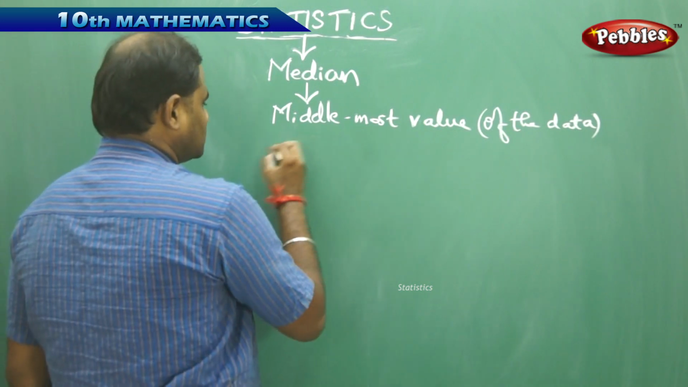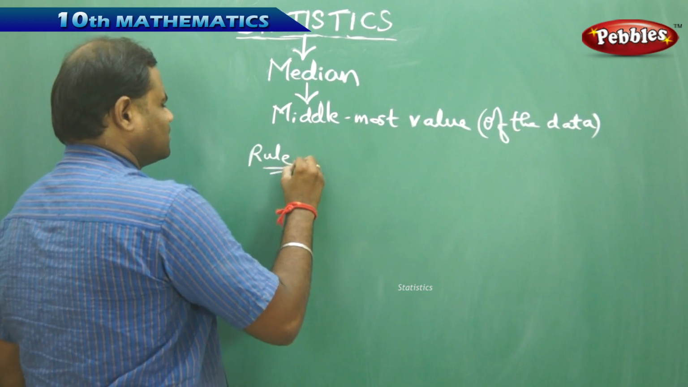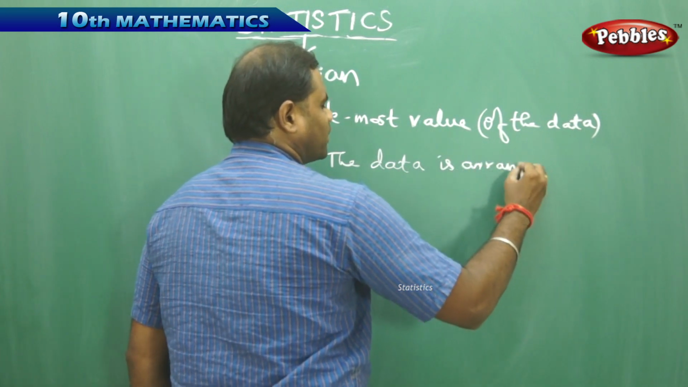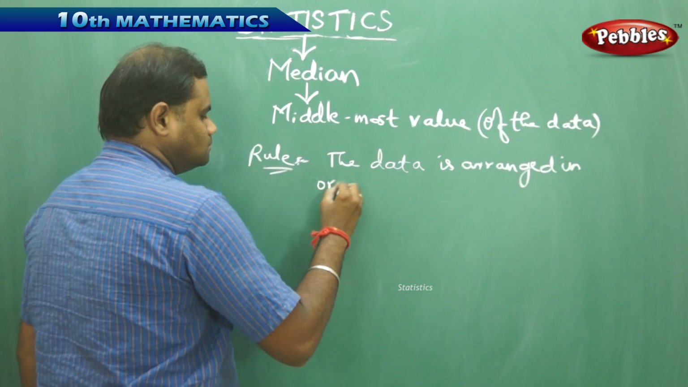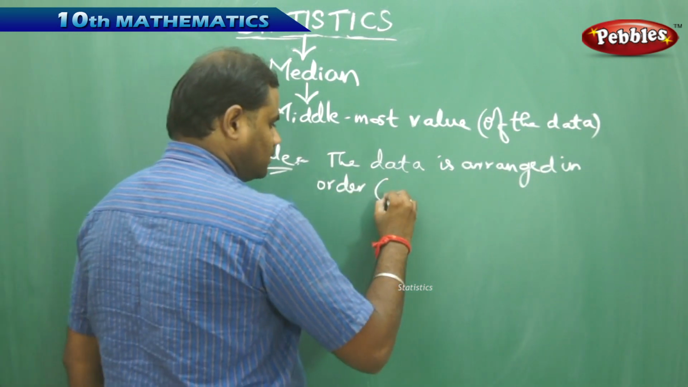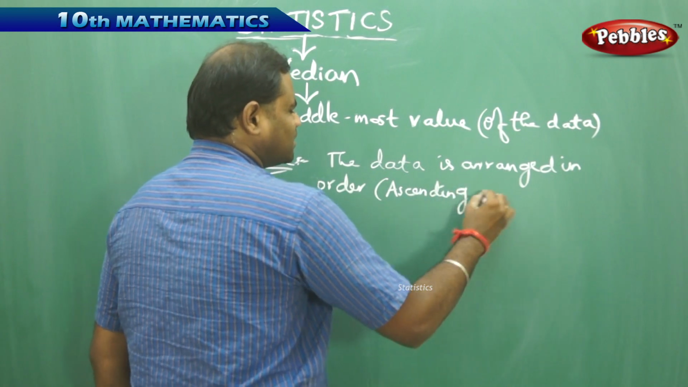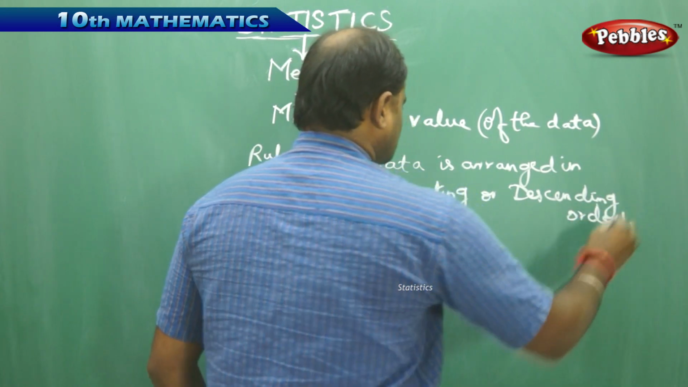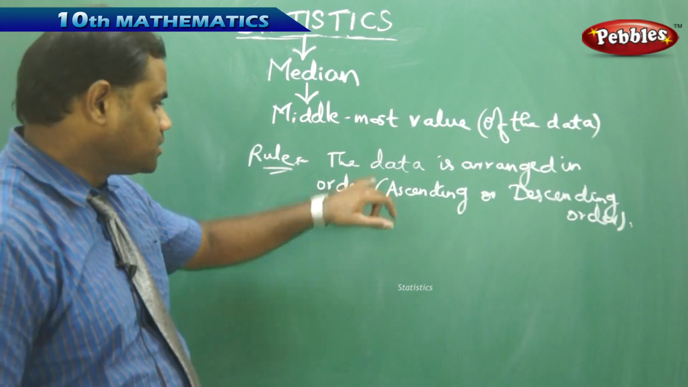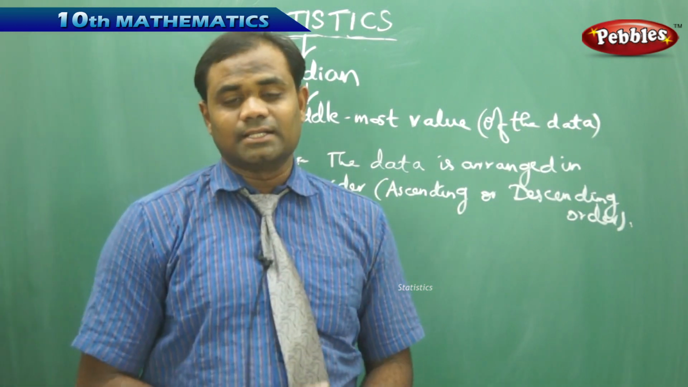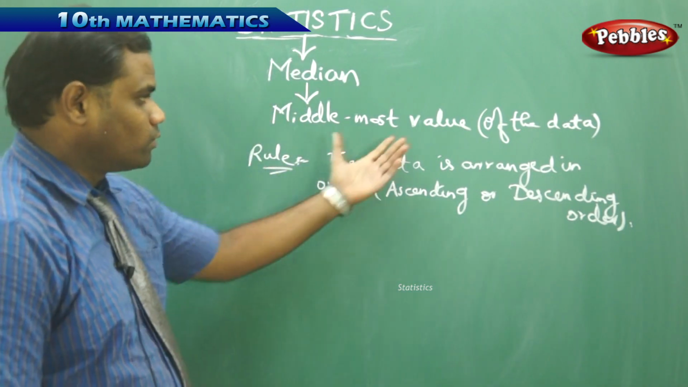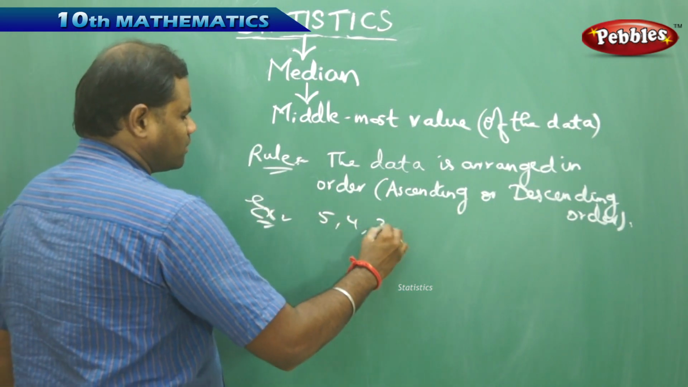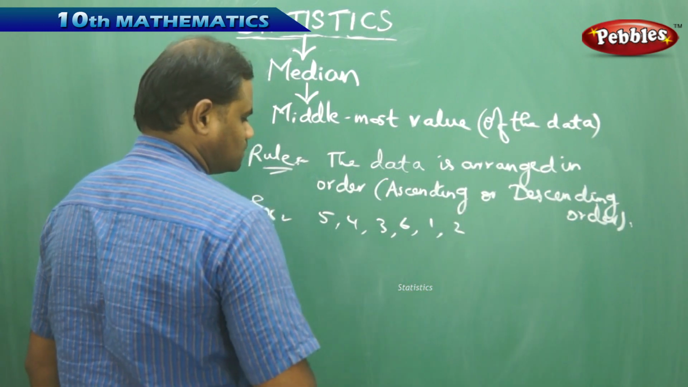Of course, the rule here is that the data or observations are arranged in order. Generally, we arrange them either in ascending or descending order. The first and foremost rule of identifying the median is that the data is initially arranged in ascending or descending order. Then the middlemost value of the data is nothing but the median. For example, I take 5, 4, 3, 6, 1, 2, 9.